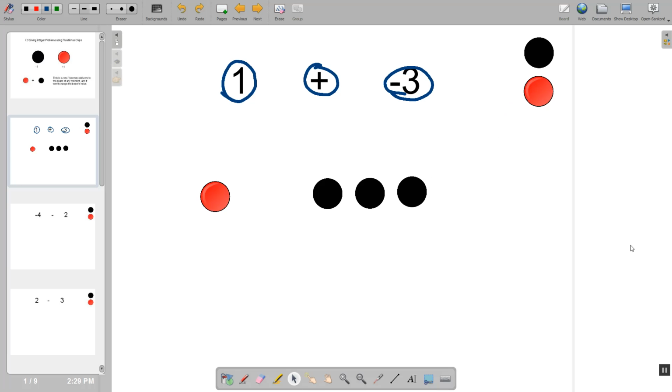Now, in order to solve this problem, we need to have only one type of chip on the board at a time. I know that if I take these 2 chips together, this is a 0. Therefore, they can be ignored, and we are left with 2 negative chips. Therefore, 1 plus negative 3 is equal to negative 2.